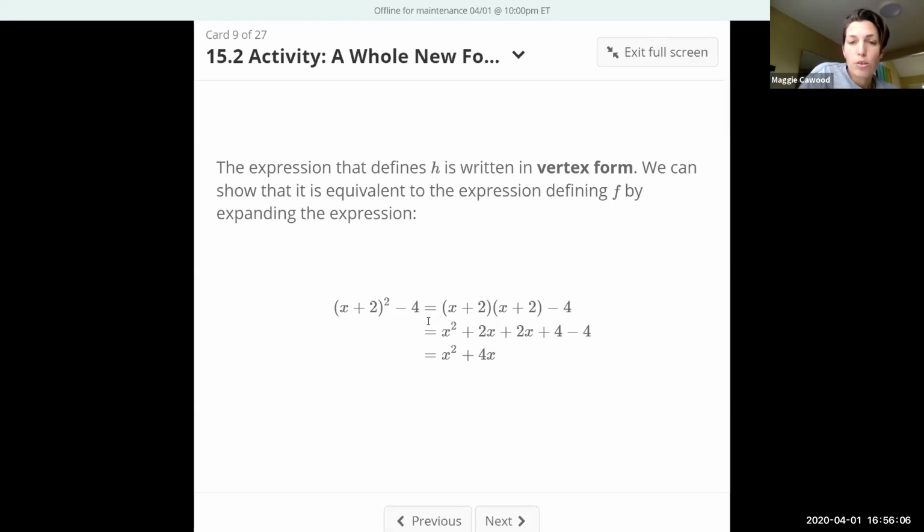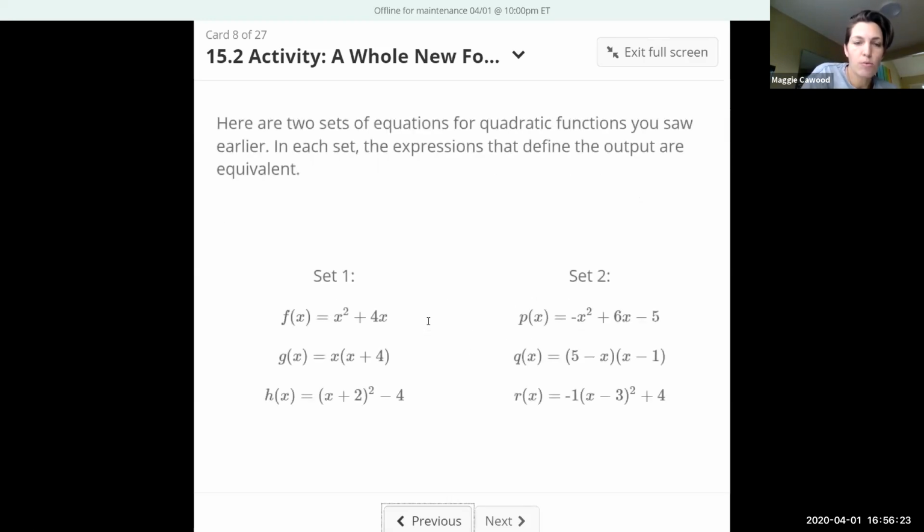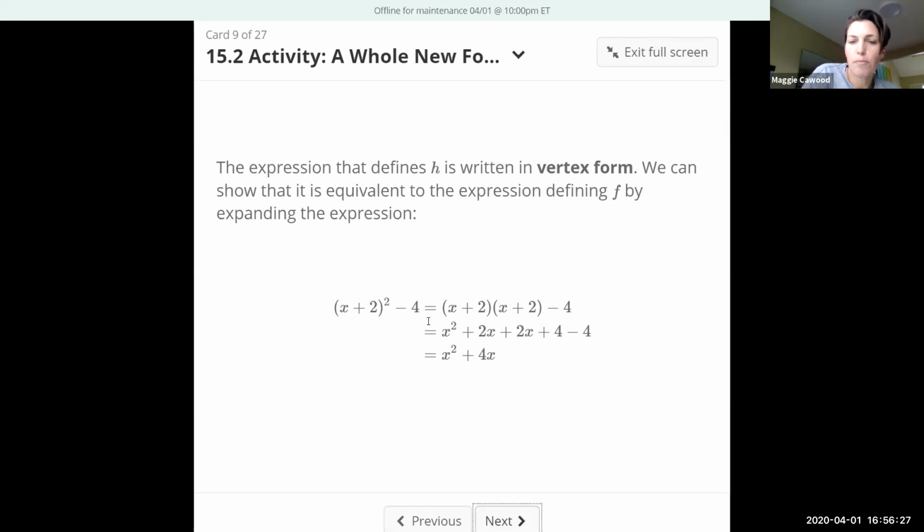All right, so they distribute that. X times x is x squared. X times 2 is 2x. 2 times x is 2x, and 2 times 2 is 4. And then they combine that 4, negative 4, that cancels out to 0. And then we get back, so that was our last one, and came back to our standard form. So we just went from vertex form to standard form by multiplying that all out.